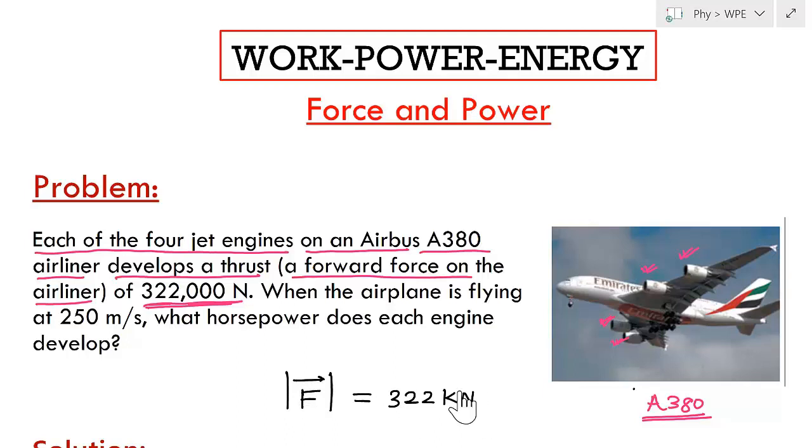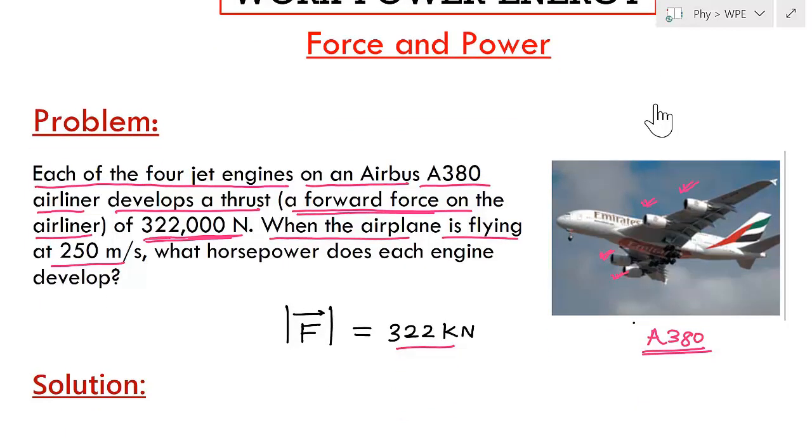Now this force will act in the forward direction. The question also says this force is acting in the forward direction, which is a forward force on the airliner. So on this airplane a forward force is acting, and the magnitude is given, and the direction is also given. Now the next part of the question says the airplane is flying at a speed of 250 meter per second. So the speed of the airplane is given, and that is nothing but the magnitude of velocity, that is 250 meter per second.